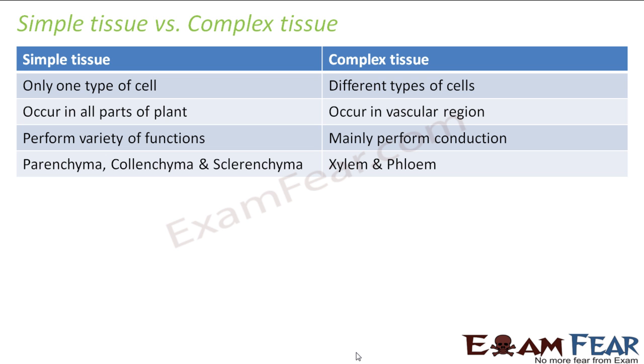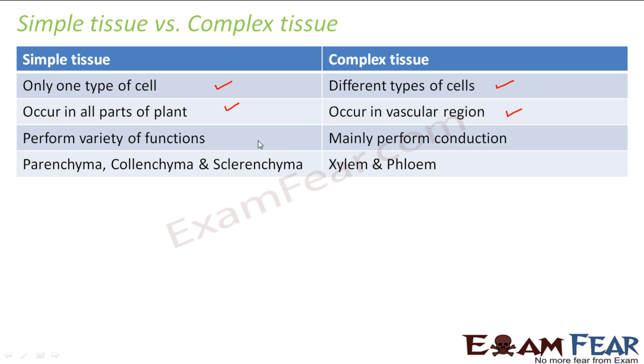Now let us also have a comparison of simple tissue versus complex tissue. In simple tissue, only one type of cell is present. In complex tissue, different types of cells are present. Simple tissue occurs in all parts of the plant. Complex tissue occurs only in the vascular region, because there are only two types of complex tissue, xylem and phloem. So xylem and phloem are only present in the vascular bundles, nowhere else. But simple tissue is present in many places. It is present in the roots, in stems, and in leaves.